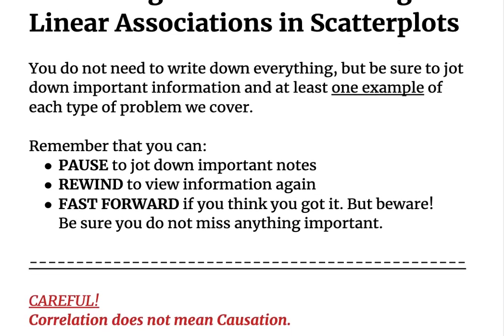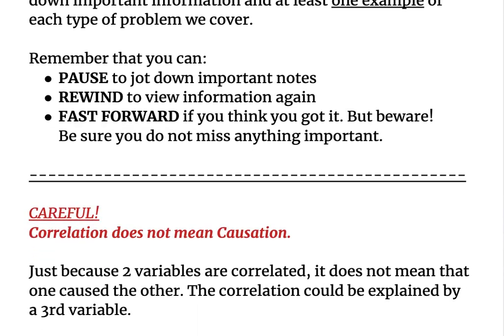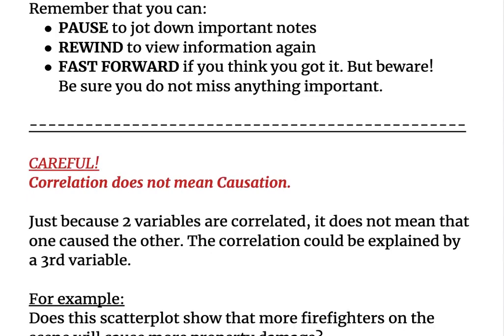So let's start off with a review. Last time we talked about how correlation does not mean causation. So just because two variables are correlated or related to each other, it doesn't mean that one necessarily caused the other to happen. The correlation could be explained by a third variable.